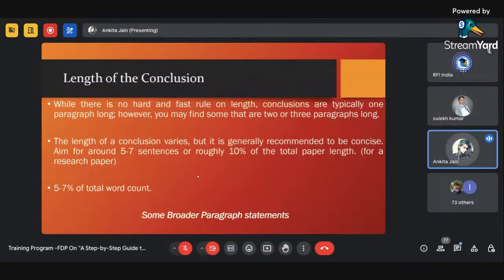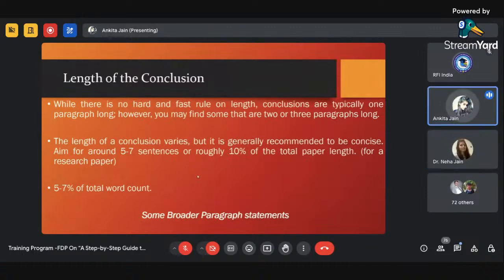However, you may find some that are 2 or 3 paragraphs long, but that is more than enough, not more than that. Now, if we talk about pages or sentences, obviously it should not run into pages. The length of the conclusion varies, so it should be concise. The aim should be around 5 to 7 sentences, or, as is rightly written here, Ankita ma'am, 10% of the total paper.